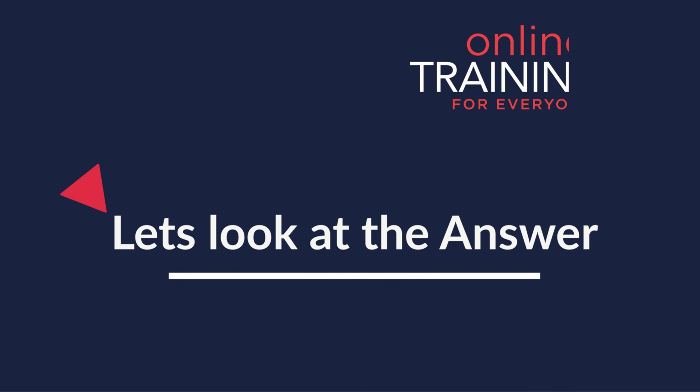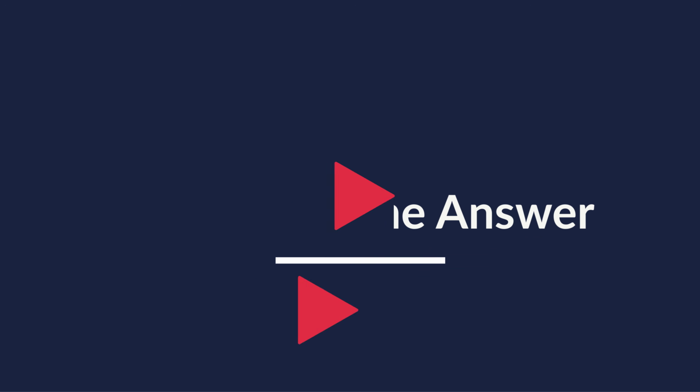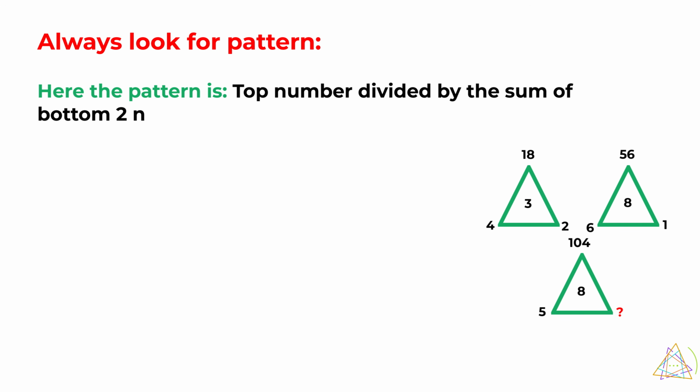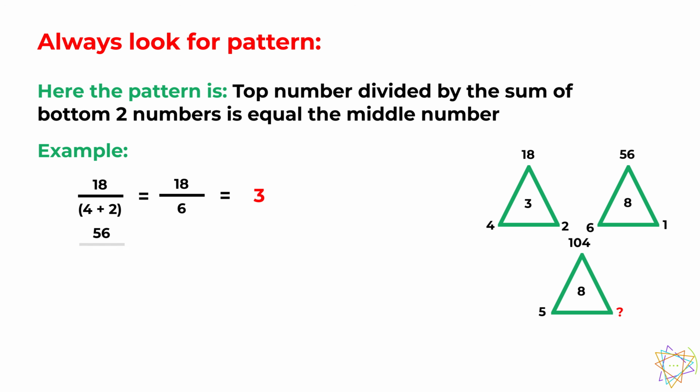As usual, my advice to you, always look for patterns. And in this particular problem, the pattern is that the top number divided by the sum of the bottom 2 numbers is equal to the middle number. Let's look at the example. For example, 18 divided by the parentheses 4 plus 2 would be the equivalent of 18 divided by 6 and would result in 3. 56 divided by the sum of 6 and 1 would be the equivalent of 56 divided by 7 and would equal 8.